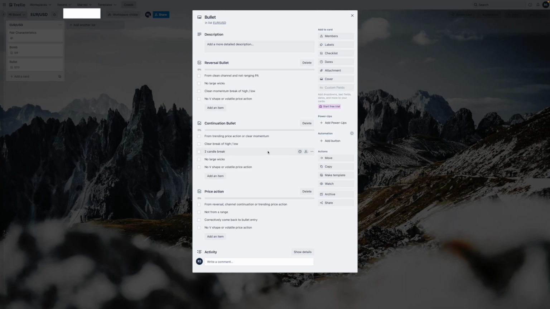If it breaks with a wick, then I won't be looking to get involved in that. What I will do is wait and see what happens with the next candles that come along. I want to see at least a 2 candle break. I don't want any large wicks, and obviously again the main one here is no V-shape or volatile price action.